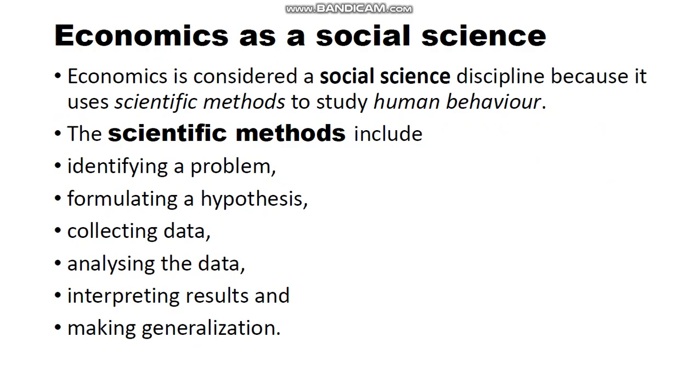So in the definition of economics, you come to appreciate that economics is a social science, which uses scientific methods to study human behavior. Social science is any discipline that studies an aspect of human behavior. So economics studies the behavior of human beings as far as their management of scarce resources is concerned. Now, for a discipline to be described as a science, it must be able to make use of the popular scientific methods we know of.